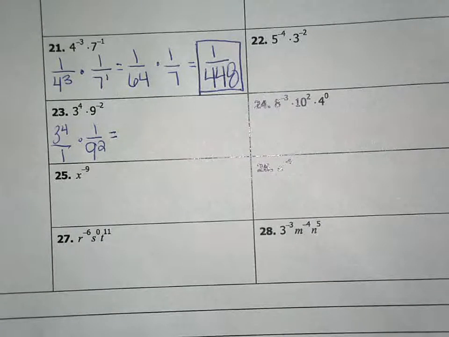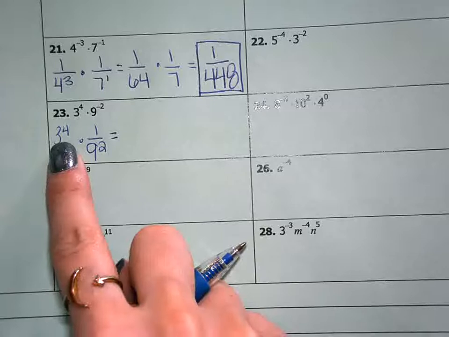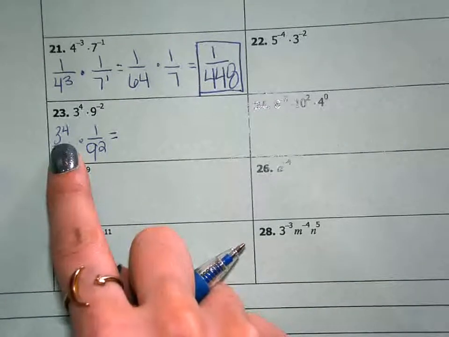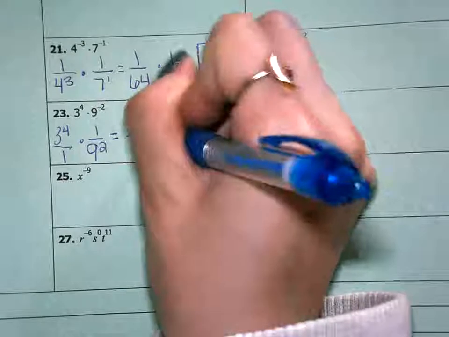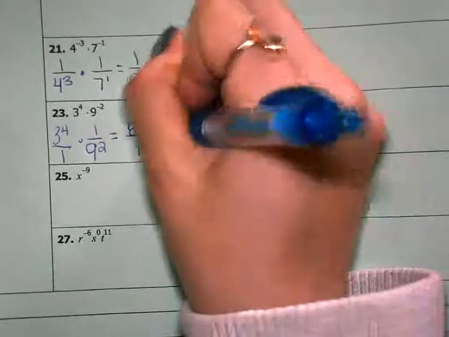Riley, what's 3 to the 4th? 21. Okay, try that again. Cole, what's 3 to the 4th? 81. You should have told me 81 over what? 1. And then 9 to the 2nd, everyone, is 81, so 1 over 81.